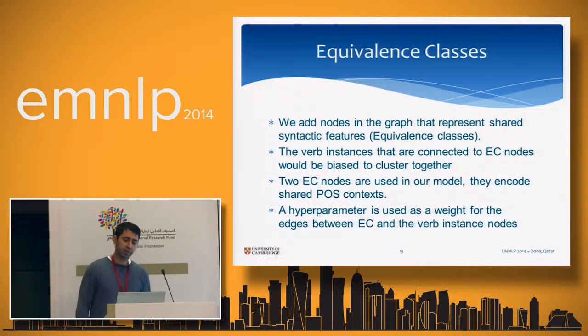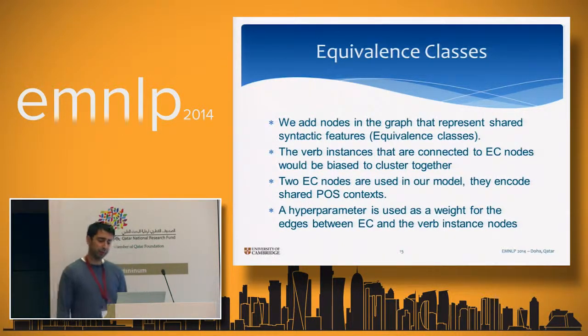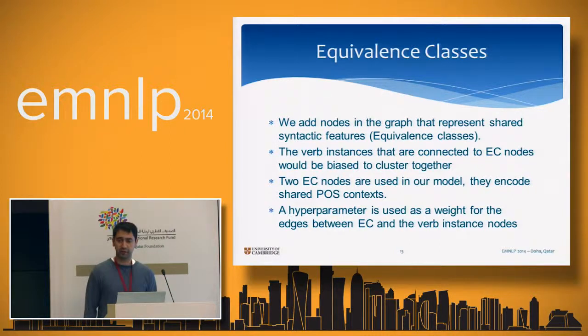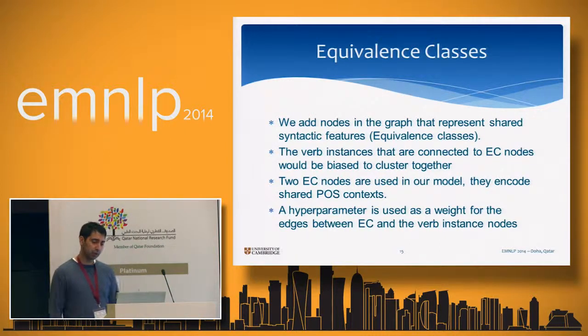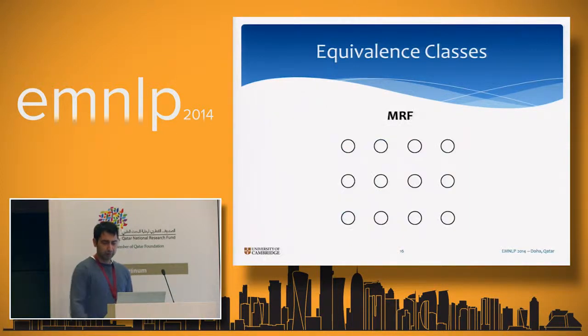We also introduced the notion of equivalence classes. We add nodes in our MRF that represent similar syntactic features between the verb instances. More specifically, we look at part of speech context. The idea is that we want to bias our model to group together verb instances that share very similar POS tag context. I'll illustrate this with an example.